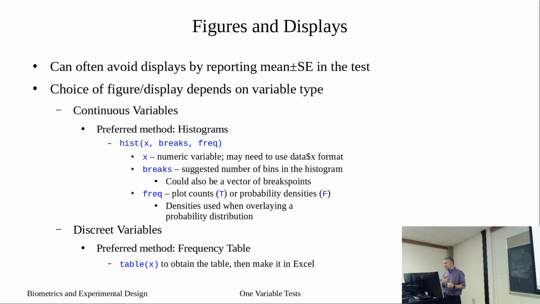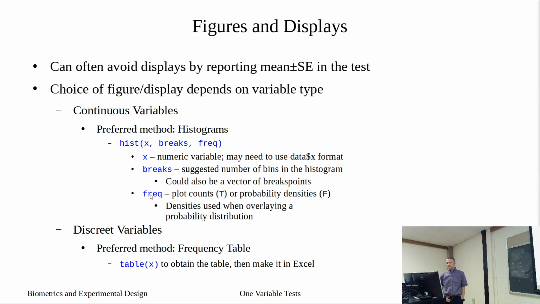All right, and we've already kind of introduced the histogram. Here's a full introduction. So our histogram is going to be the preferred method. The function is hist, where we give it a numeric vector. And that numeric vector may be in a data frame, so you may have to use this data$variable name to access it. We can give the breaks, which is the suggested number of bins in the histogram. And we could also give it a vector ourselves. Like we can actually say, these are the breakpoints that I want, and R will do its best to follow.